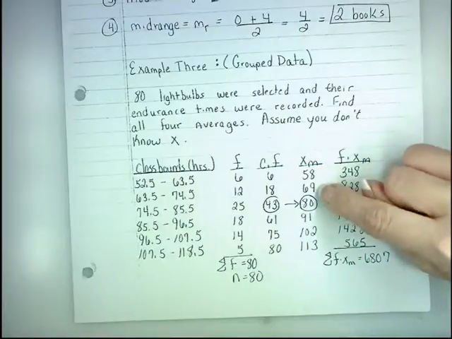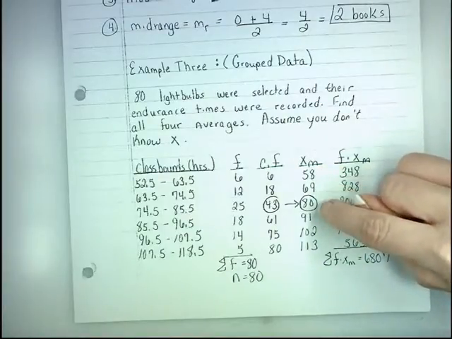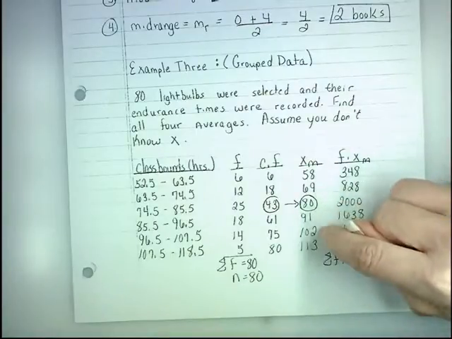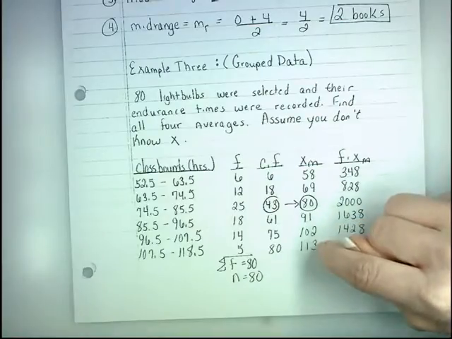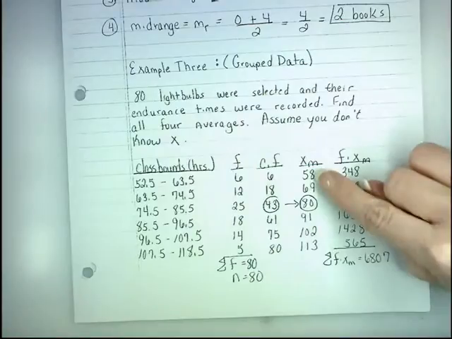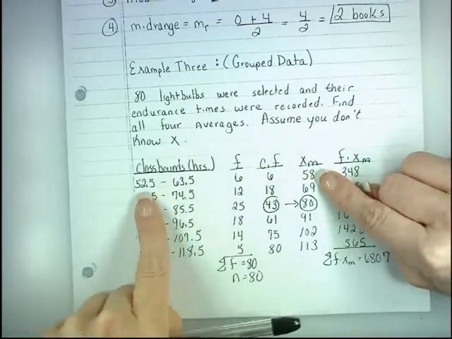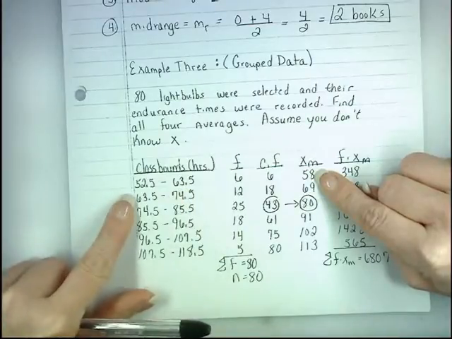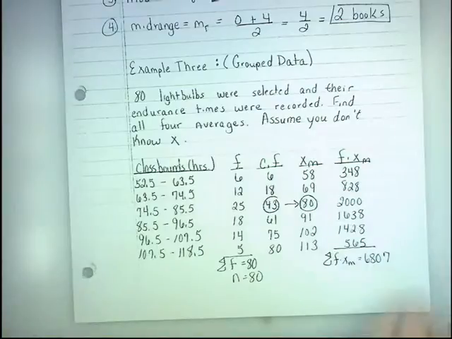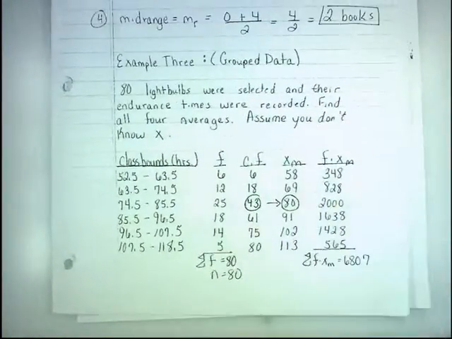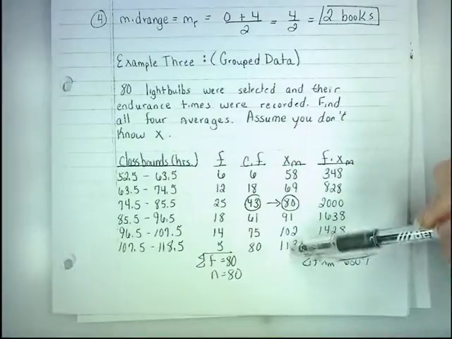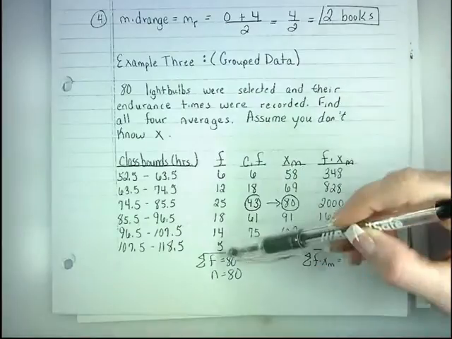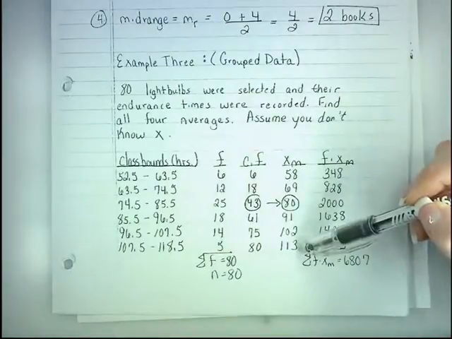58 plus 11 is 69. Plus 11 is 80. Plus 11 is 91. Plus 11 is 102. Plus 11 is 113. So if you find the first midpoint by averaging the 52.5 and the 63.5, and you know your class width, you could just add the class width each time to receive your midpoints. Now, since we don't know the x's, the midpoints will represent the 80 light bulbs. So 6 light bulbs endure about 58 hours. The last 5 light bulbs endure 113 hours.